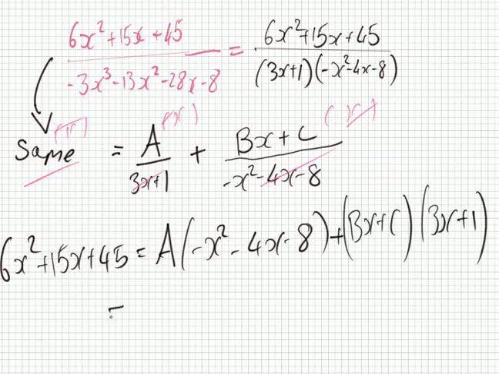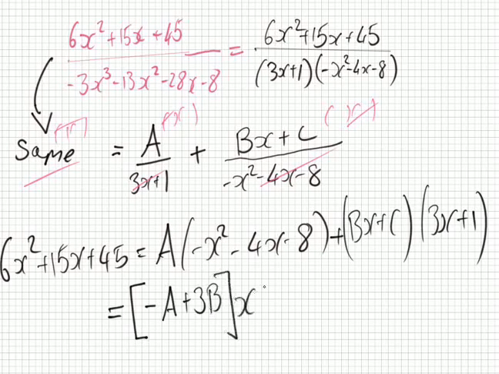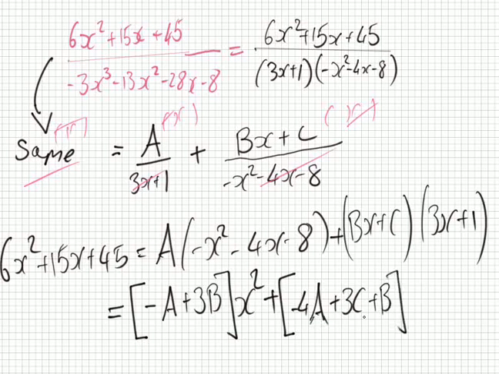Alright, let's multiply this out on the right. So on the right, I'll end up with minus a plus 3b x squared plus minus 4a plus 3c plus b x.